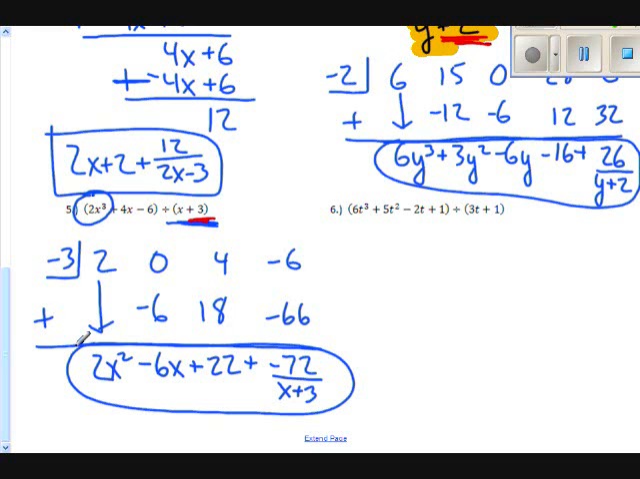If I look at the next one, again, if I'm looking to see if I can do synthetic division, this one I can't because I've got that 3 out in front of the t value. Okay, so this one I'm going to do long division.